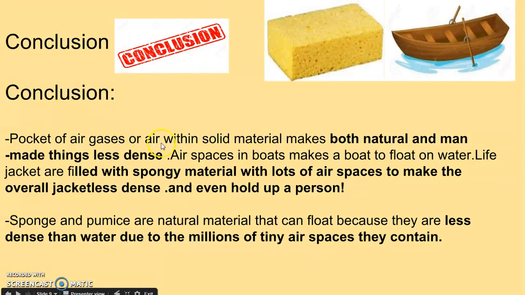Pockets of gases or air within solid material make both natural and man-made things less dense. Airspace in boats makes a boat float on water. Life jackets are filled with spongy material with lots of airspace to make the overall jacket less dense and even hold a person. Sponge and pumice are natural materials that can float because they are less dense than water due to the millions of tiny airspaces they contain.